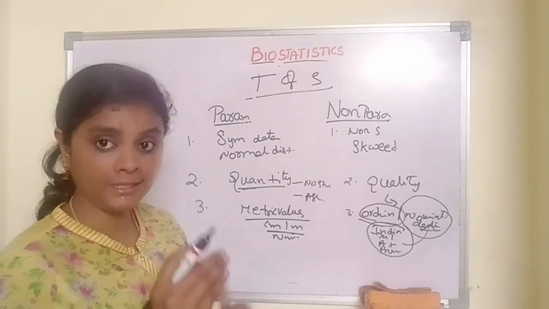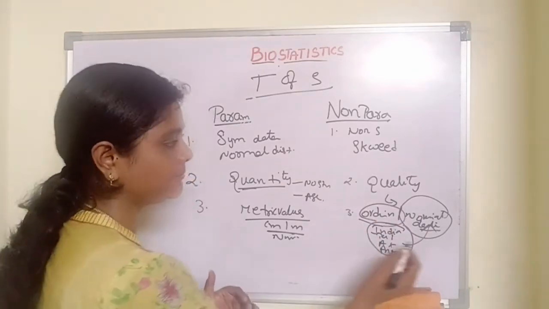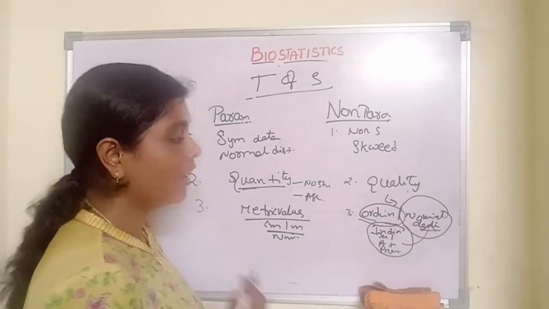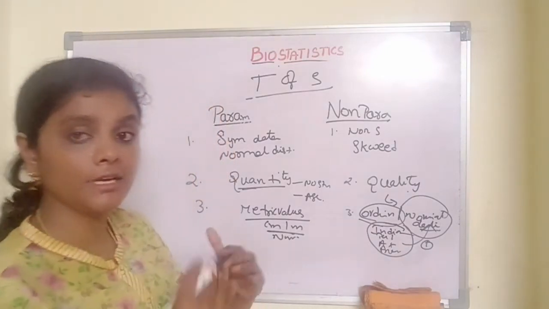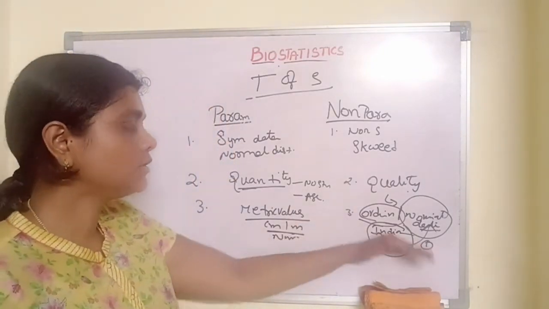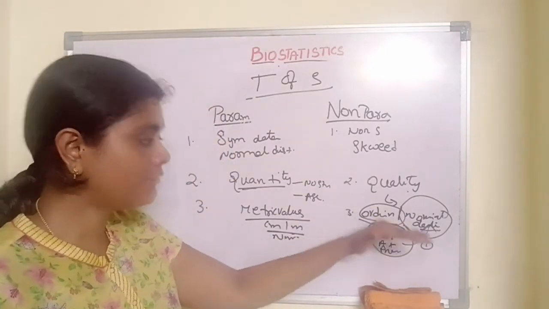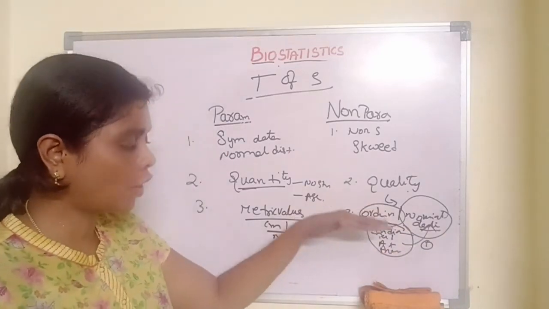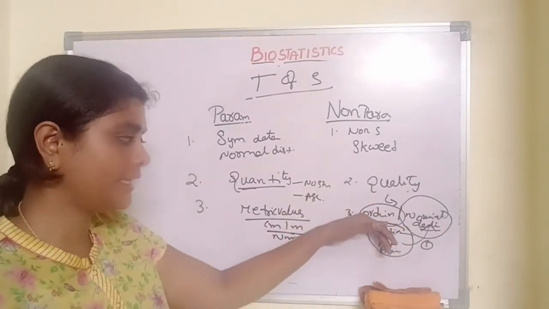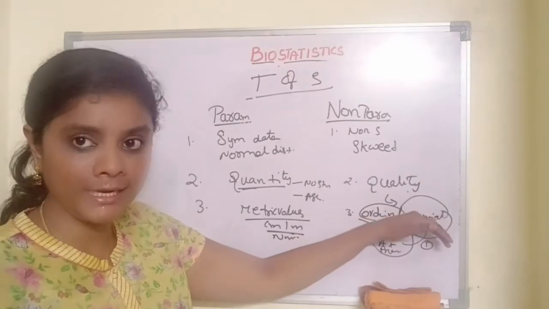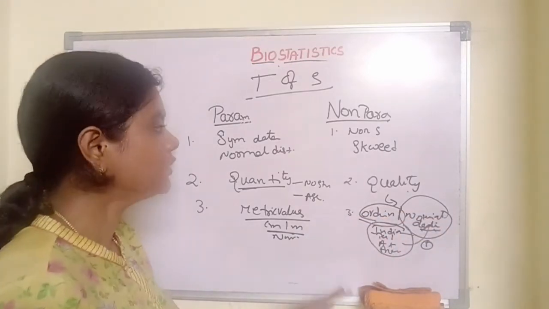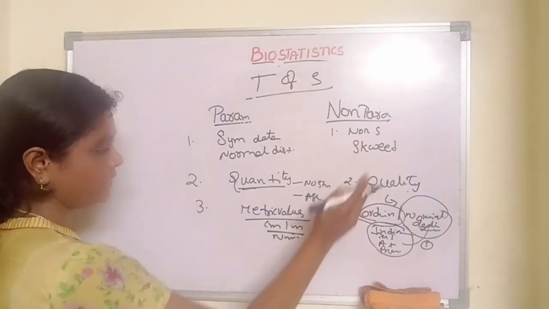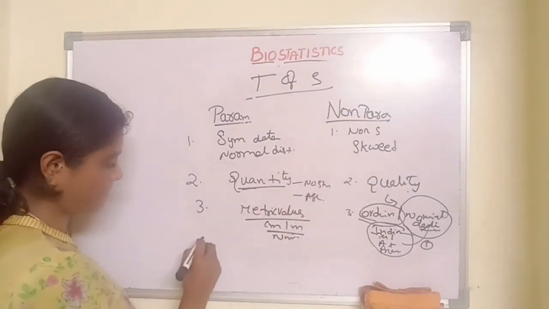We can rank them also. We can rank them depending upon the quality of education. We can rank India as number 1. So we are giving ranking. If we can give ranking, then it is along with the name. It is ordinal data. If we can give only names to the data, it is nominal data. All right. So this is the difference between parametric and non-parametric.